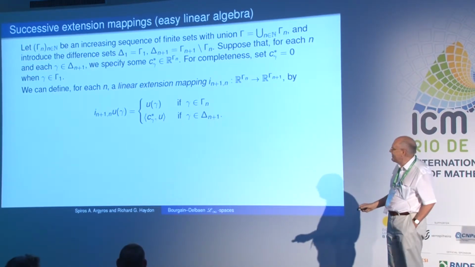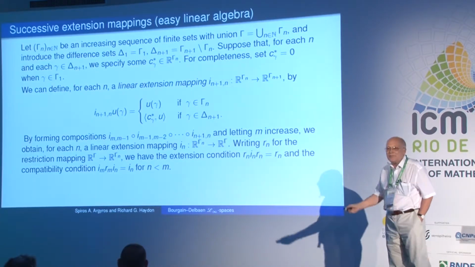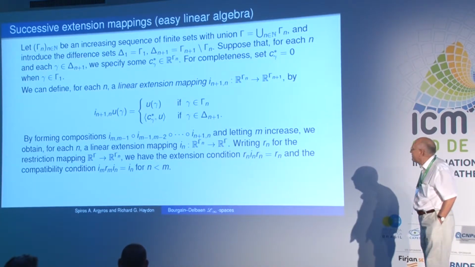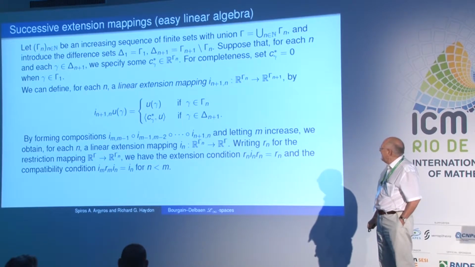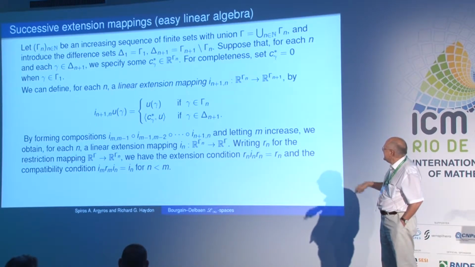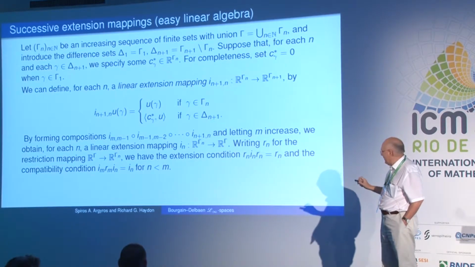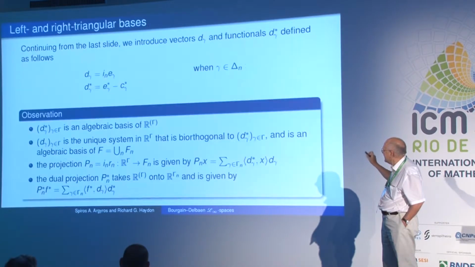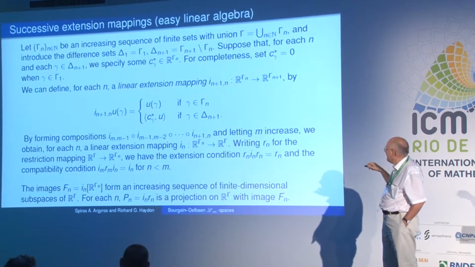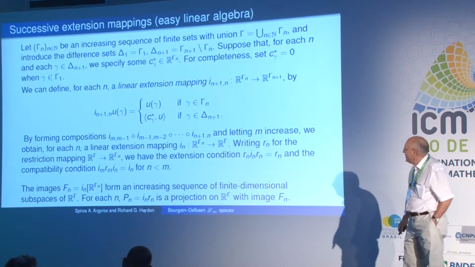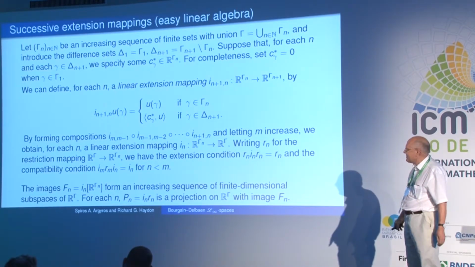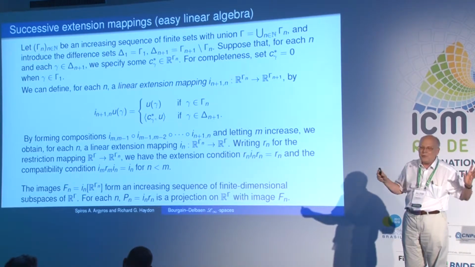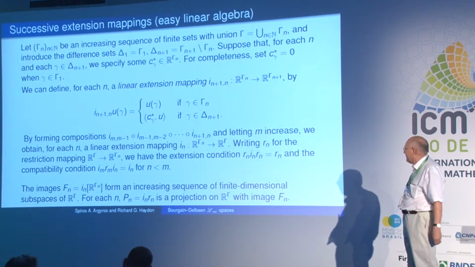So there's nothing very deep about that. Then, of course, you can keep going. You can keep composing and composing and composing, and you end up with an extension to the whole of gamma. And then we have some little algebraic conditions that such things satisfy. You notice the images then form an increasing sequence of finite-dimensional subspaces of R to the gamma. Remember, we've got no norms at the moment. This is just linear algebra.